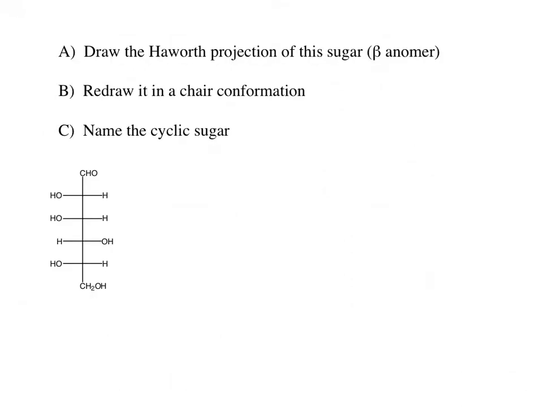Okay, now see what you can do with this. We're going to draw the Haworth projection for this sugar, the beta anomer this time. Then we're going to put it in a chair conformation, because sometimes you'll see them in chairs. And then we're going to name the cyclic sugar. And do a normal 6-membered ring sugar, okay? The only time we'll really see 5s is when there's a ketose. All right. So you guys spend a minute doing it, and then we'll quickly go over the answer together.